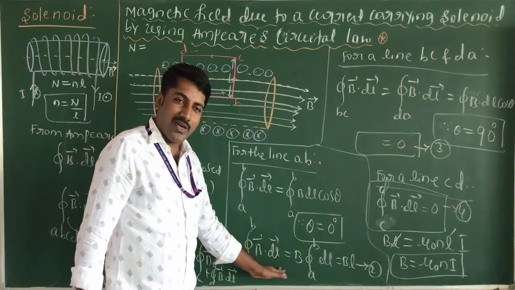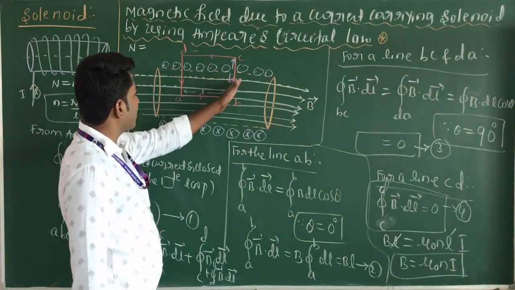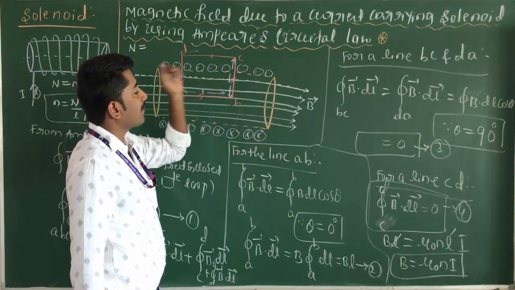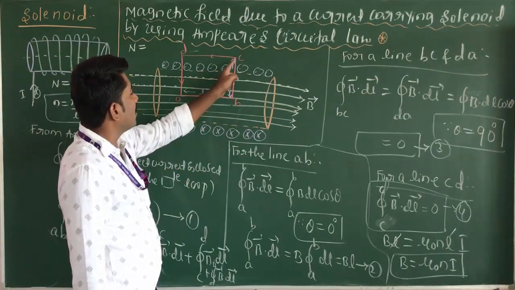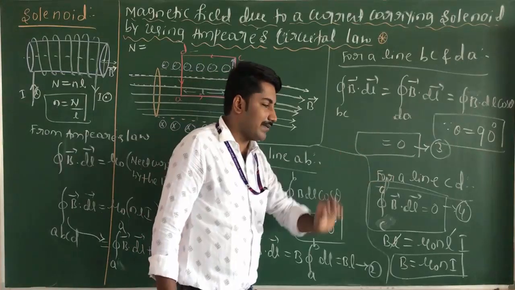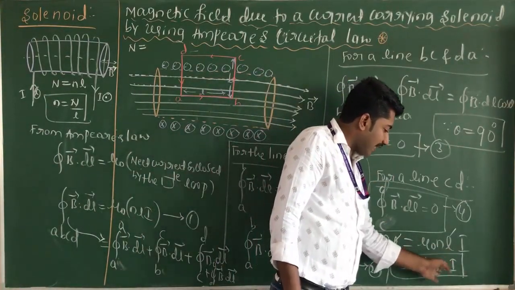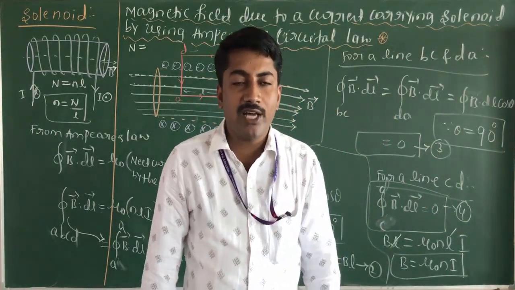In the first case only you get the maximum magnetic field. Here C to D and D to A, these two lines are perpendicular to the direction of the magnetic field. Cos 90 degrees value is 0. Then C to D is outside the solenoid, where the magnetic field value is 0. Then you get the equation B is equal to mu naught n into I, which is the expression for the magnetic field due to the solenoid.